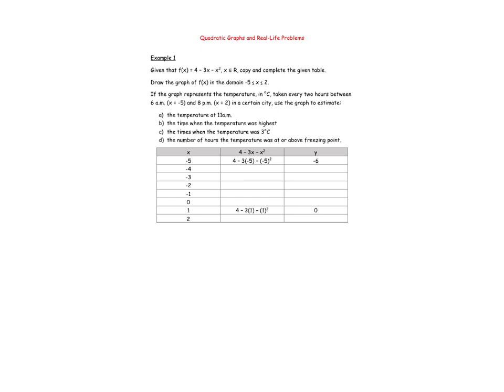So example 1 here says, given that f of x is equal to 4 minus 3x minus x squared, where x is an element of R, bearing in mind and remembering that R stands for real numbers, and a real number is any number. So then it says, copy and complete the given table. So I'm not going to actually read the rest of it because I'm just going to copy and complete the table first. So they've done the first one.